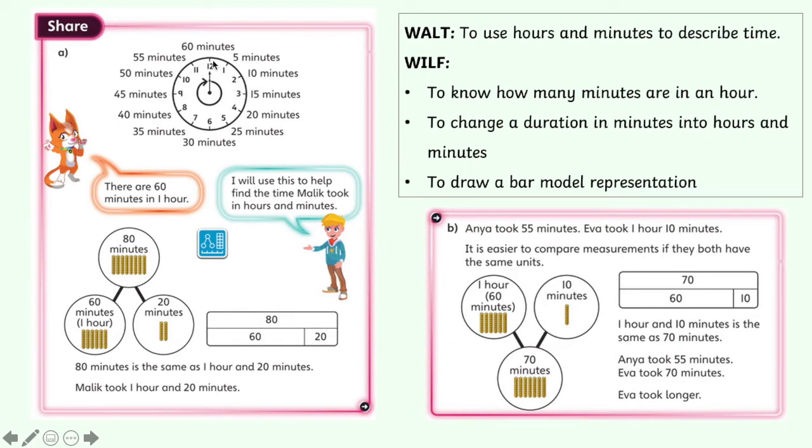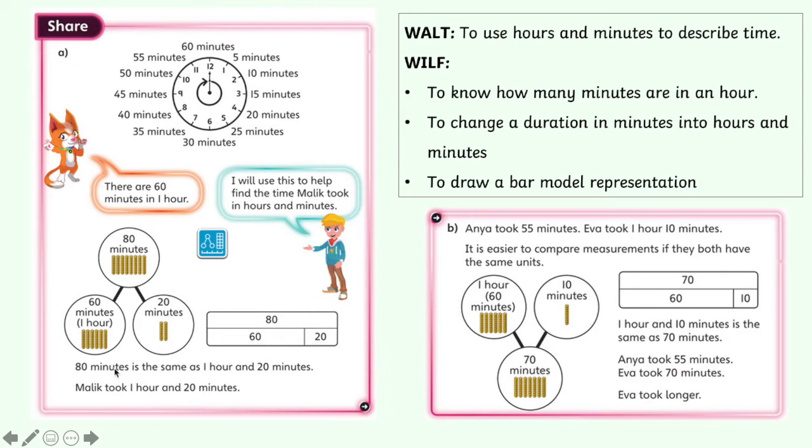So looking at the clock, you know that the minute hand travels round the clock and each number represents 5 more minutes past an hour. And if we keep going all the way round, you'll see that if we count up in fives, to go all the way round, we need to move 60 minutes. So how can we work out how many hours and minutes Malik took?